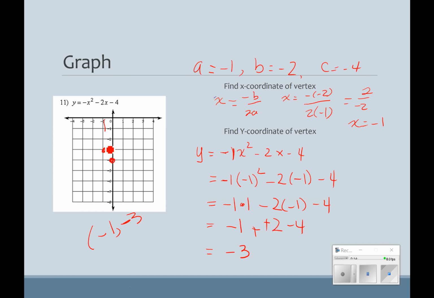Okay, because this is negative, it opens down. So I'm going to go over 1 and down 1 on each side. My y-intercept's already there. Then from the vertex, I'm going to go over 2 and down 4 to here, and there's my point.